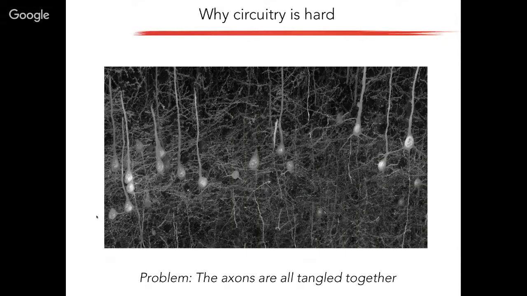All right, so why is circuitry hard? That's shown here. The problem is simply that the axons are all tangled together. At least, that's not simply, but that's really one of the big challenges. You see a bunch of neurons here, a bunch of wires. I'm not sure if you can see my cursor, but all those wires are somehow related to neurons depicted here, and also neurons not on the screen. And we really need to be able to track them.